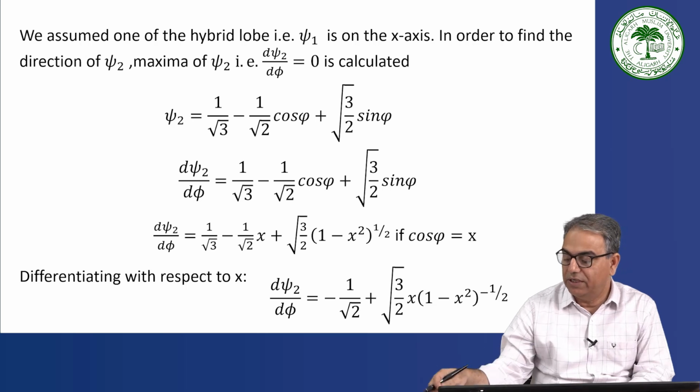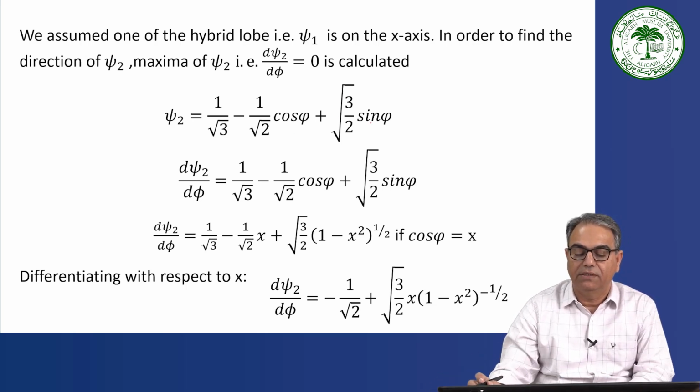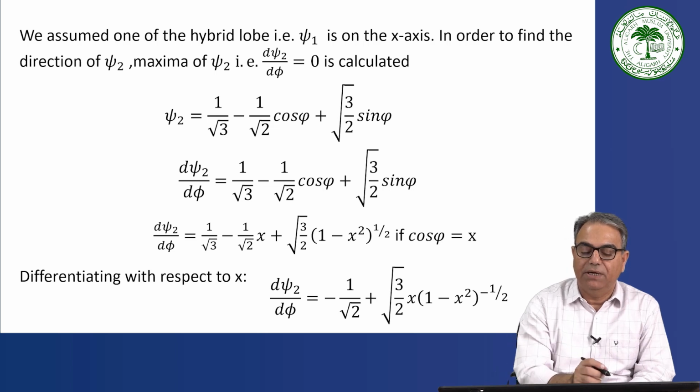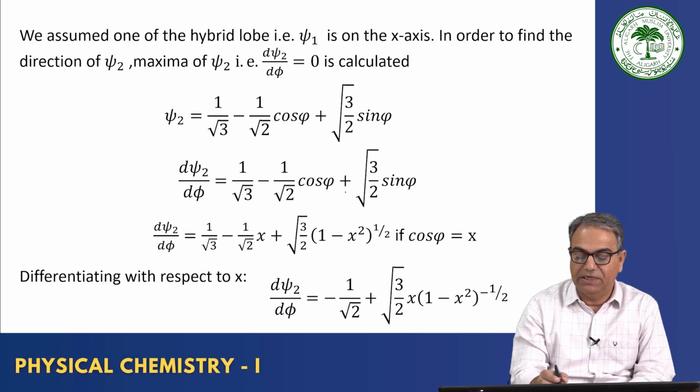And psi 2 is what? Psi 2 is just now calculated: 1 by root 3 minus 1 by root 2 cos phi plus root 3 by 2 sin phi. And if you have to find the maxima, then what will you do? You will differentiate it with respect to phi. So if you differentiate it with respect to phi, what do you get? You get 1 by root 3 minus 1 by root 2 cos phi plus root 3 by 2 sin phi. It's again the same function I have written.